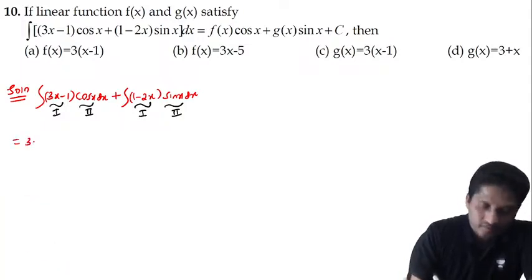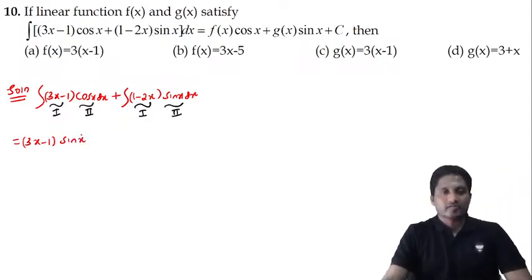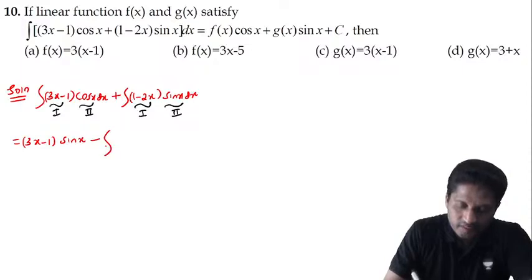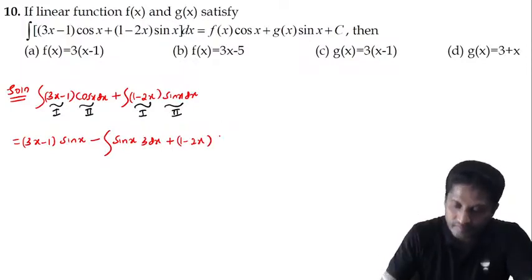Let us use by parts. First function into integral of second function: integration of cos x is sin x. First function into integral of second function minus integral of second, which is sine, times the differentiation of the first function. Differentiation of 3x will be 3 dx. Again, first function is 1 minus 2x. Integration of sine will be minus cos. Minus integral of second, which is minus cos, times differentiation of first function, which is minus 2. Just using by parts.